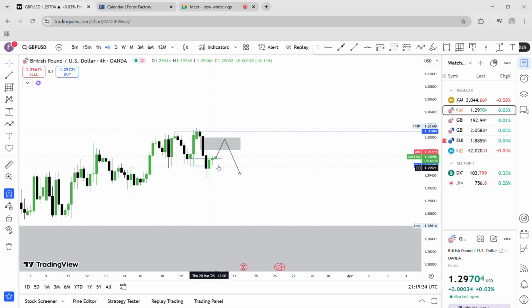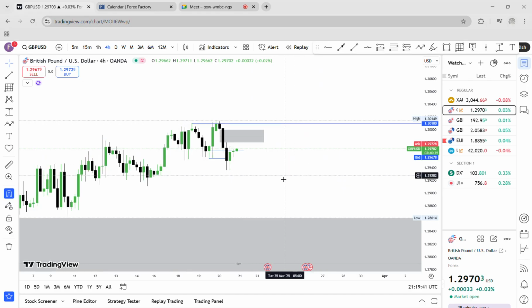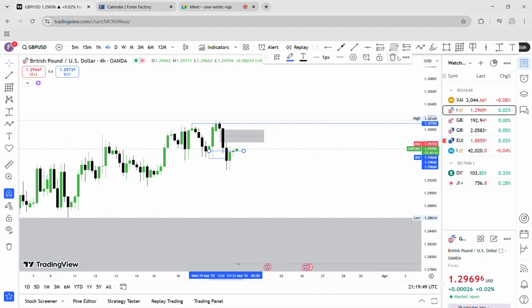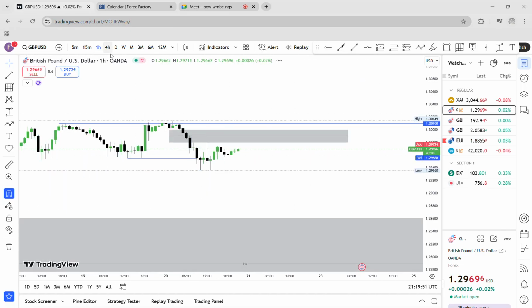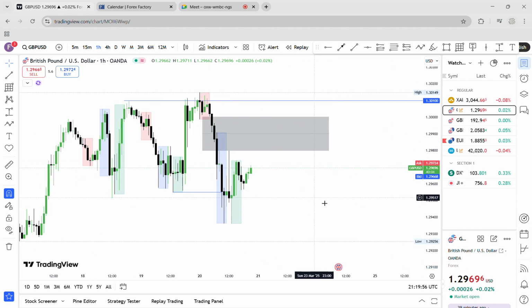But now we can see some kind of setup is forming right here. Like I say, there is no straight engulfing candle right here. So we created a fair value gap with a displacement. So let's see if price will respect that fair value gap in this area.